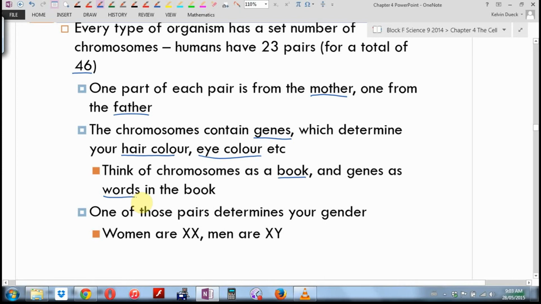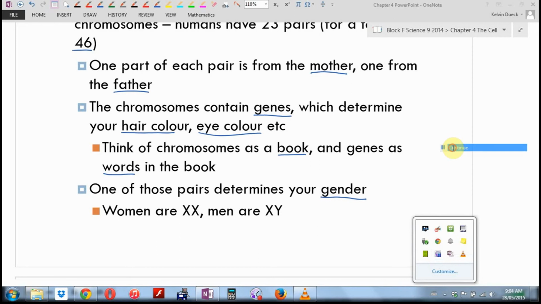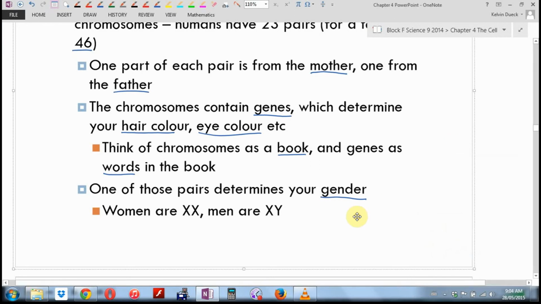Also, one of those pairs determines your gender. So, if you're female, you have 2 X chromosomes, that's what makes you female. If you're male, you have 1 X and 1 Y chromosome. Just that alone explains an awful lot. I'll give you an example.